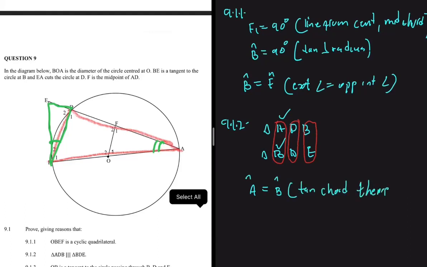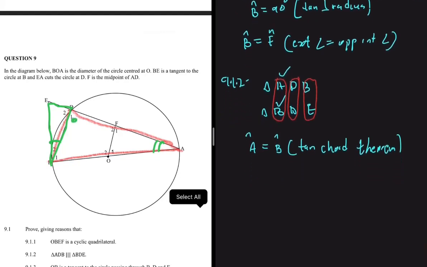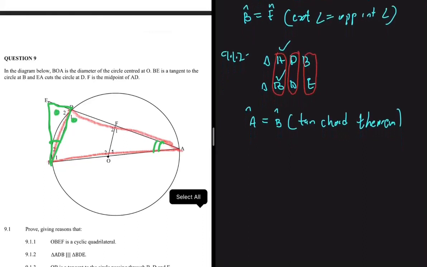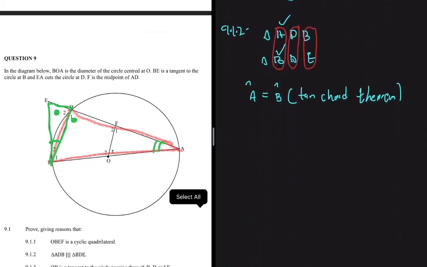And now we can go ahead and see that angle D in triangle ADB is equal to angle D in triangle BDE. So we're saying that this angle here should be equal to this angle here. Which keyword are we going to use? We have diameter, tangent, and theorem 1. We're going to use diameter in this question. Why are we saying diameter? Because D1 is equal to 90 degrees. Why are we saying it is equal to 90 degrees? It's being subtended by a diameter.